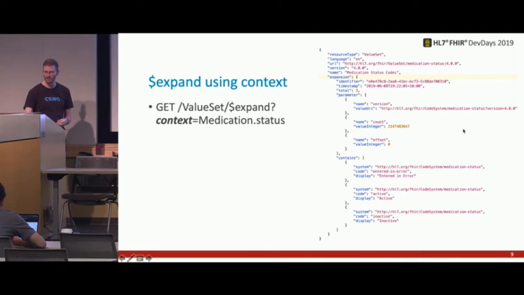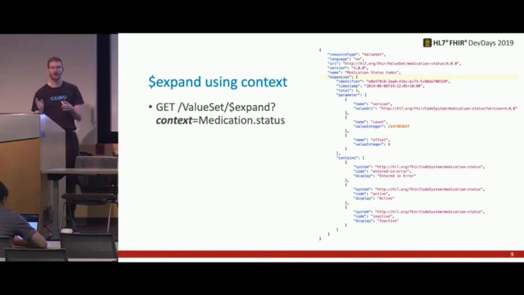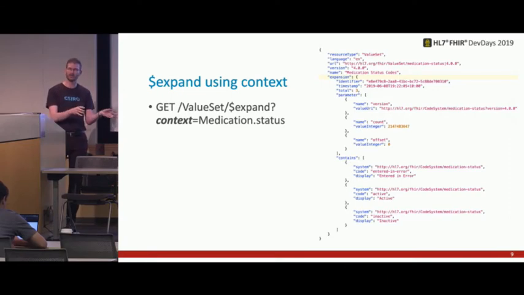So in this case, it shows me that it's actually telling me what the value set is that I'm expanding. It was this medication status value set, which comes from the FHIR spec, and it's come back with the 3 statuses that are defined for that. So that's a way, if you don't need to know exactly which value set is in the binding, you can just refer to the context directly.